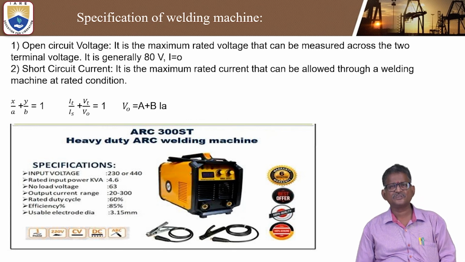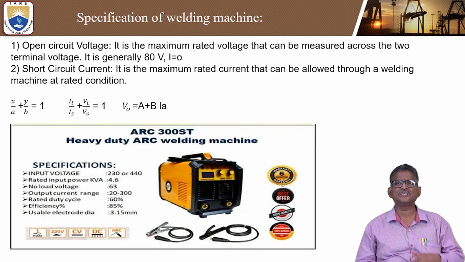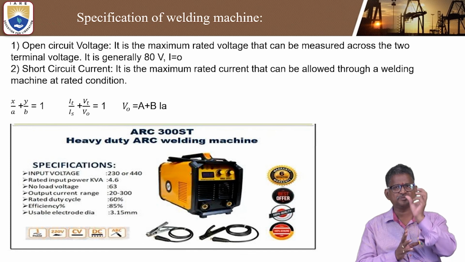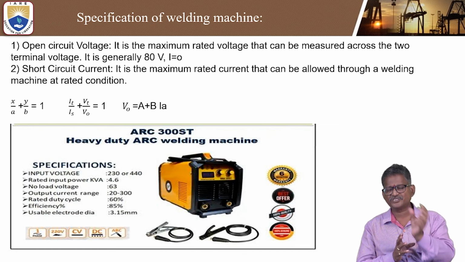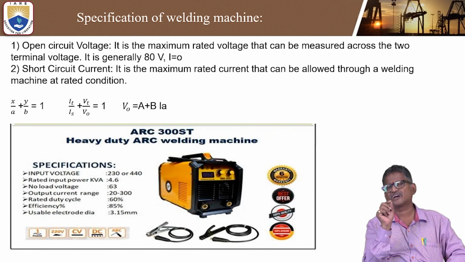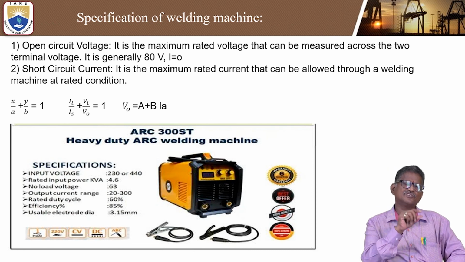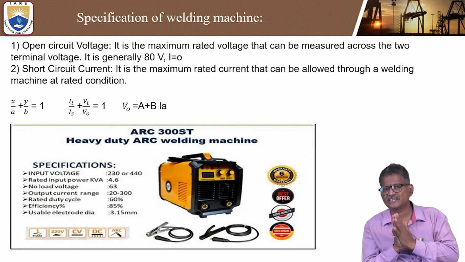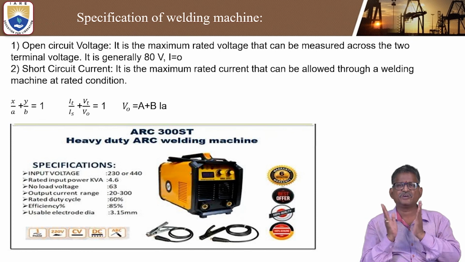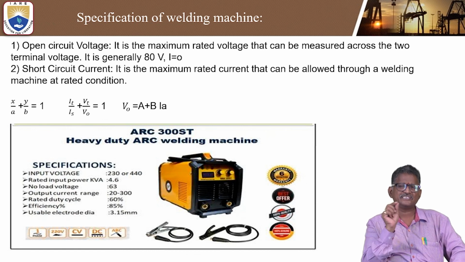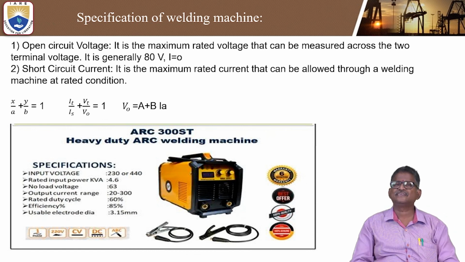Open circuit voltage, and what is meant by short circuit current? In general, the open circuit voltage is the maximum rated voltage that can be measured across the two terminals, generally 80 volts, where the current is 0. The short circuit current is the maximum rated current that can be allowed through a welding machine at a rated condition. That rated condition is very important. Efficiency will be some 80%. Okay, this is about the OC voltage and SC current.